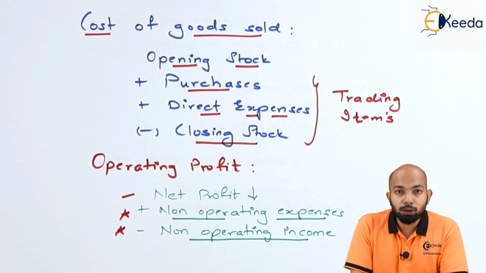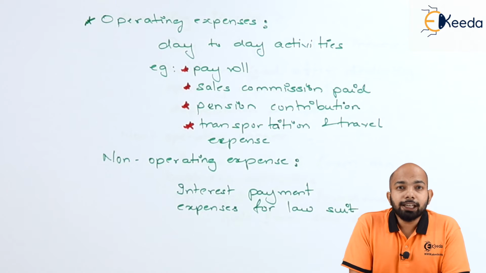We'll further go ahead with in-depth details of what all items are covered under operating expenses, non-operating expenses, operating income, and non-operating income. Let's go ahead and discuss that in detail in the next sheet. So the first item that we have to discuss is operating expense. Now what do you mean by operating expense?